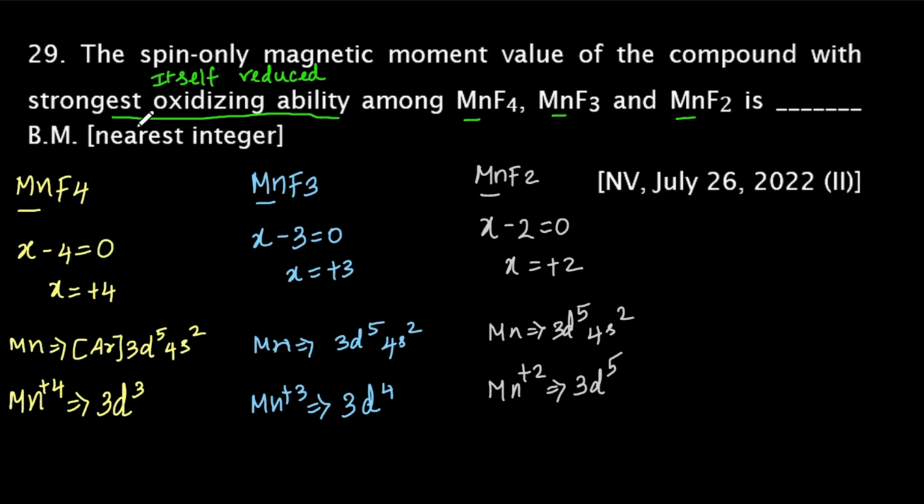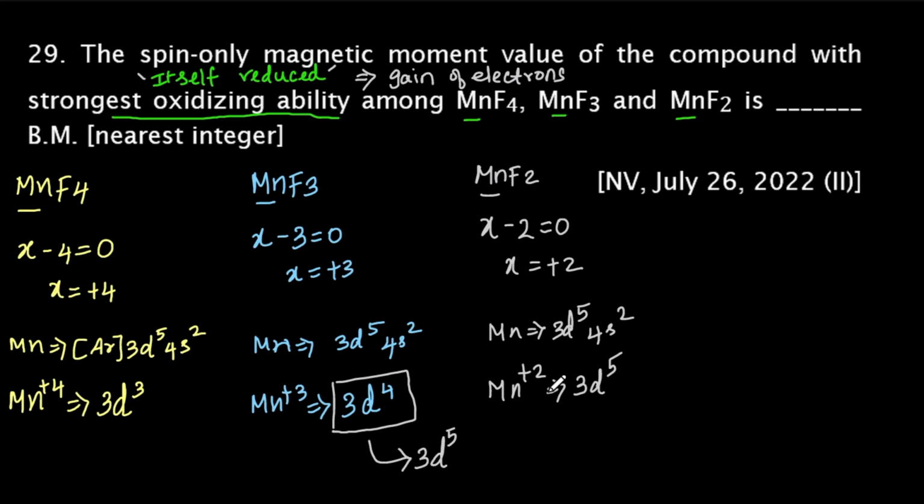Now the given condition is that it has the strongest oxidizing ability. I already told that it should itself be reduced. So what is meant by reduction? Reduction is gain of electrons. So out of the 3 configurations, which configuration will easily gain electron and become stable? The 3d4 configuration will easily gain electron, and after the gain of electron, it will become 3d5 configuration, which is half-filled configuration and more stable.